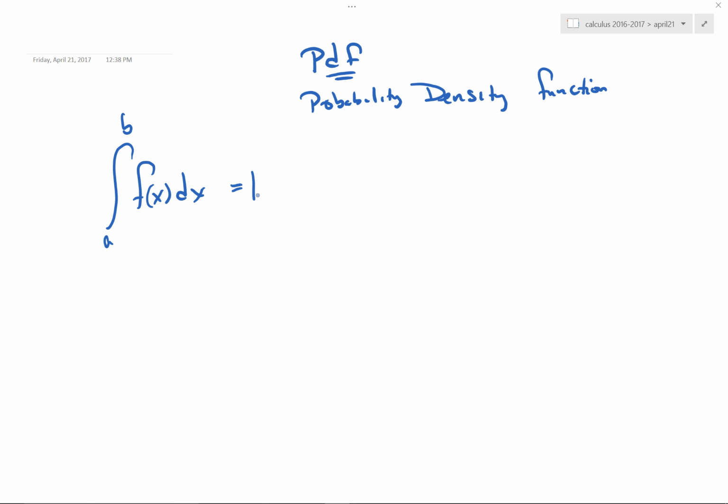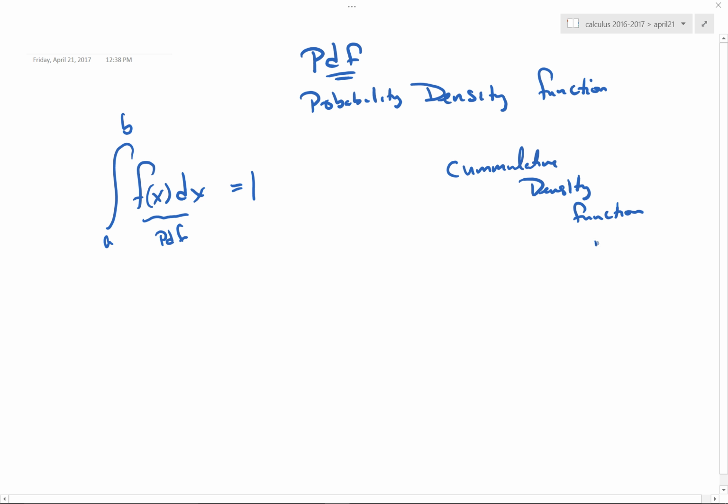It's important that it equals 1 because of 100% probability. By the way, f of x is the PDF, and when you integrate it from a to b, that makes it a CDF, a cumulative density function, which is the actual integral. In statistics, we use PDF and CDF all the time.